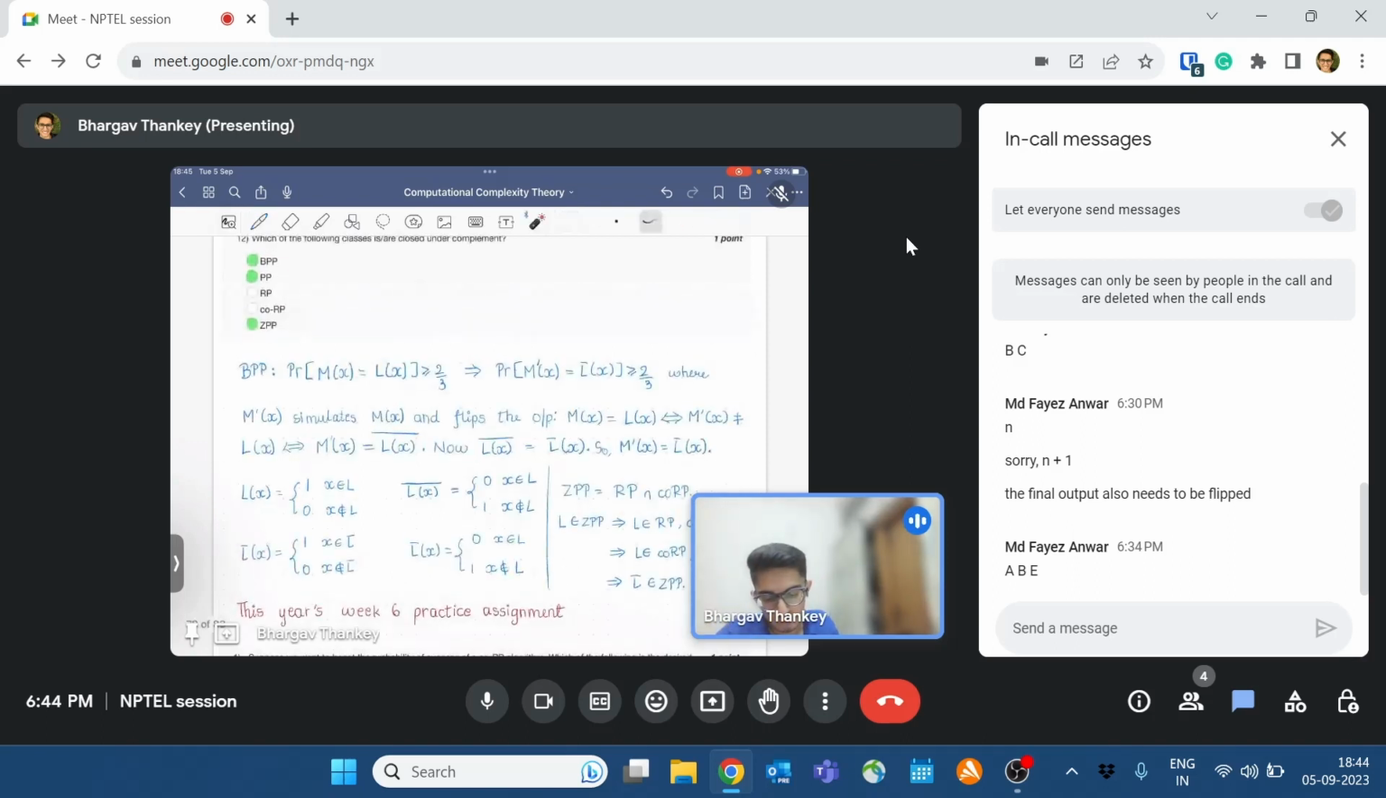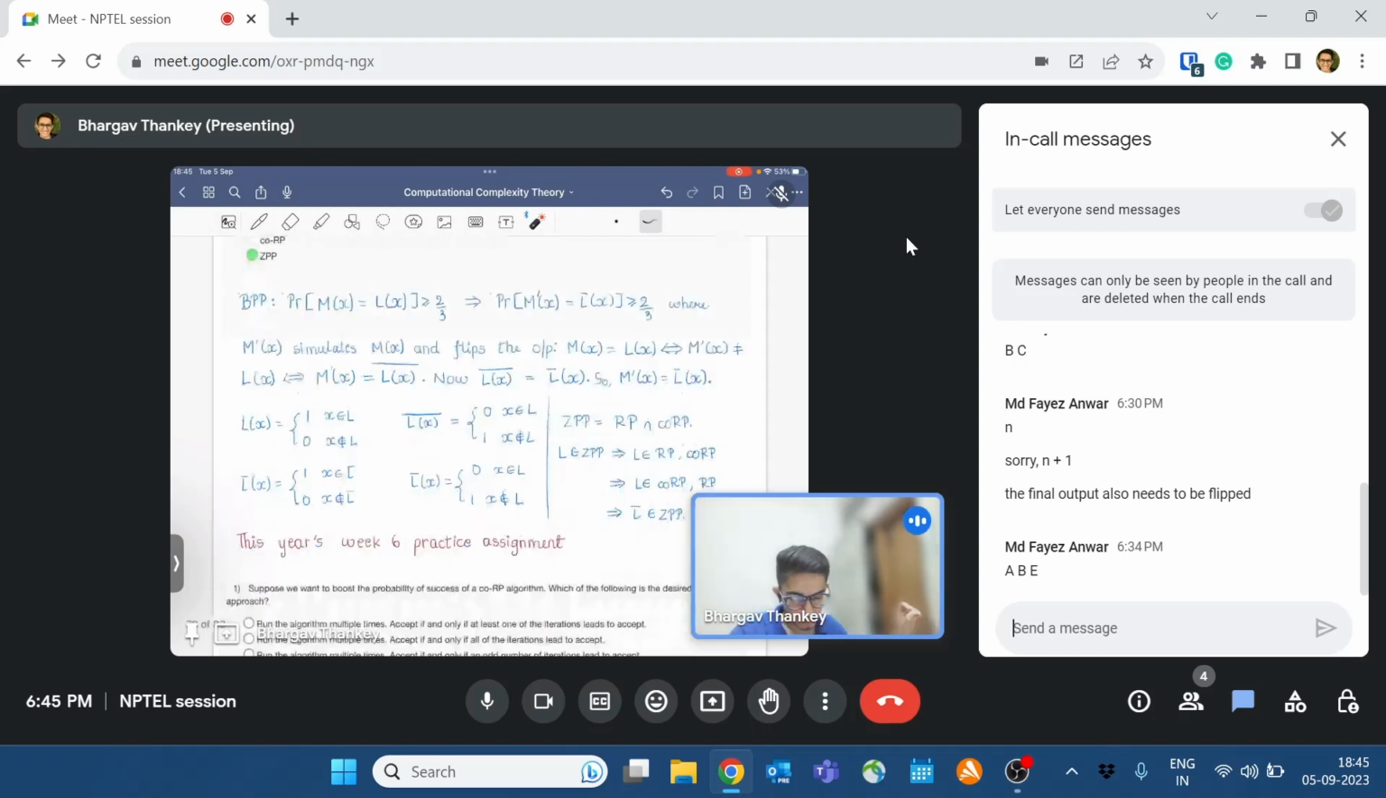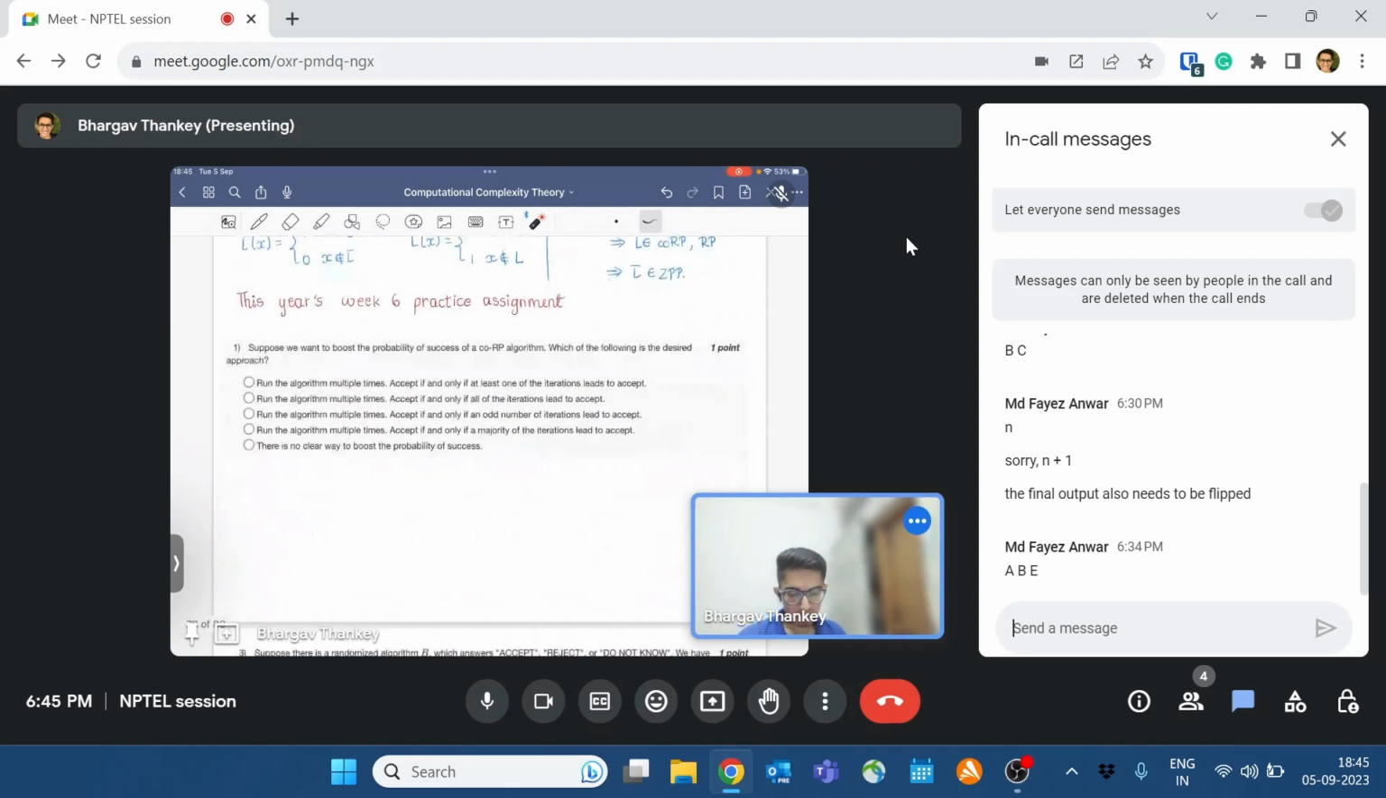So we have shown that A and C are true. I'm not going to show you the proof for P because that's very long. So is this fine? Yes, then let's look at the next problem.